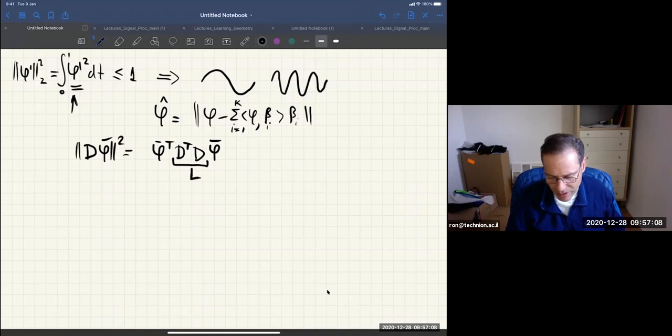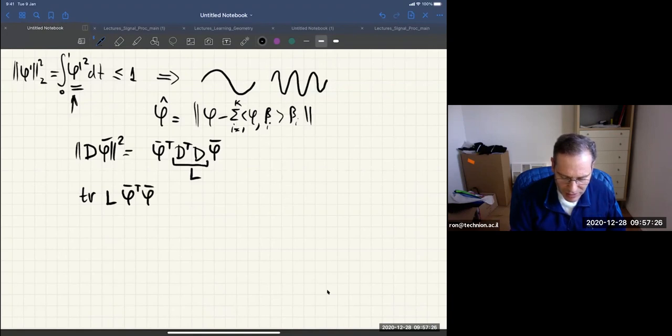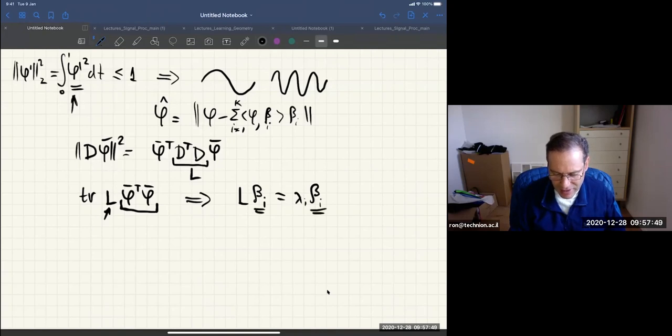Okay, and now we can do the trace trick again and show that what we would like to do is minimize, in this case, the trace of psi transpose Laplacian psi. What we are looking for at the end of the day is a basis. The Laplacian in this case is given, and what we would like to do is find the basis by which we are representing these functions. So at the end of the day, we need to find the betas that would be the diagonalization of the Laplacian, choosing them in ascending order rather than descending order.